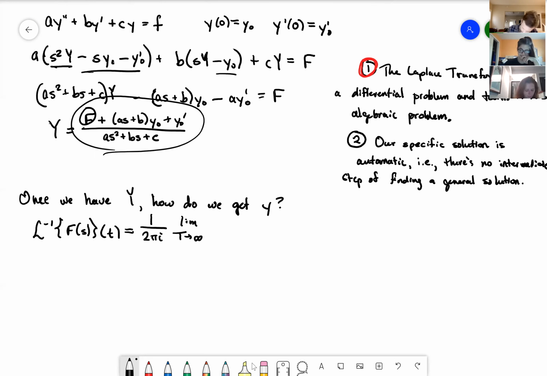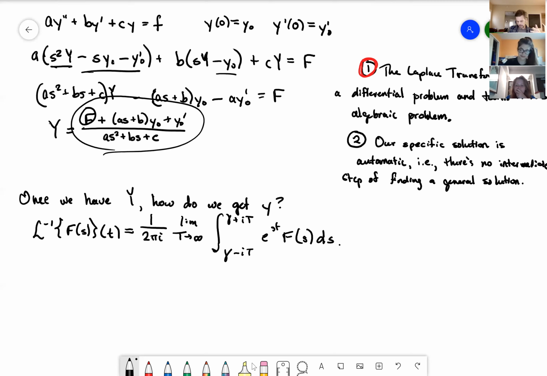The limit as capital T goes to infinity of the integral from gamma minus iT to gamma plus iT of e to the st times F of s ds. Okay. So we'll just briefly look at this, first of all, to see that this is not something that we're going to do.